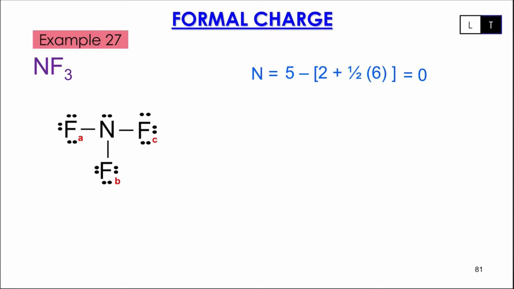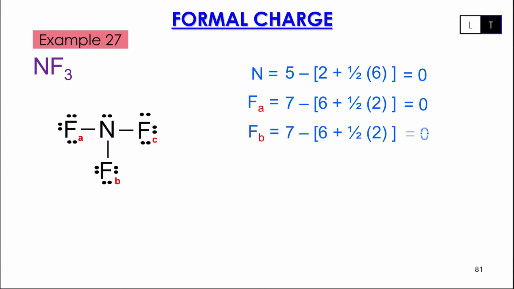And the next one, for Fa, I have 7 minus 6. Di sini kita ada 6 of lone pair electrons untuk Fa plus 1/2 times 2 bonding pair electrons. So saya ada satu batang dekat fluorine yang bahagian kiri ni. So dia mewakili 2 electrons. That's why I will have 0. And the next one, same goes for Fb and Fc, because the number of lone pair electrons sama sahaja untuk Fa, Fb and Fc. Tapi saya still tunjuklah calculation so that you can understand.